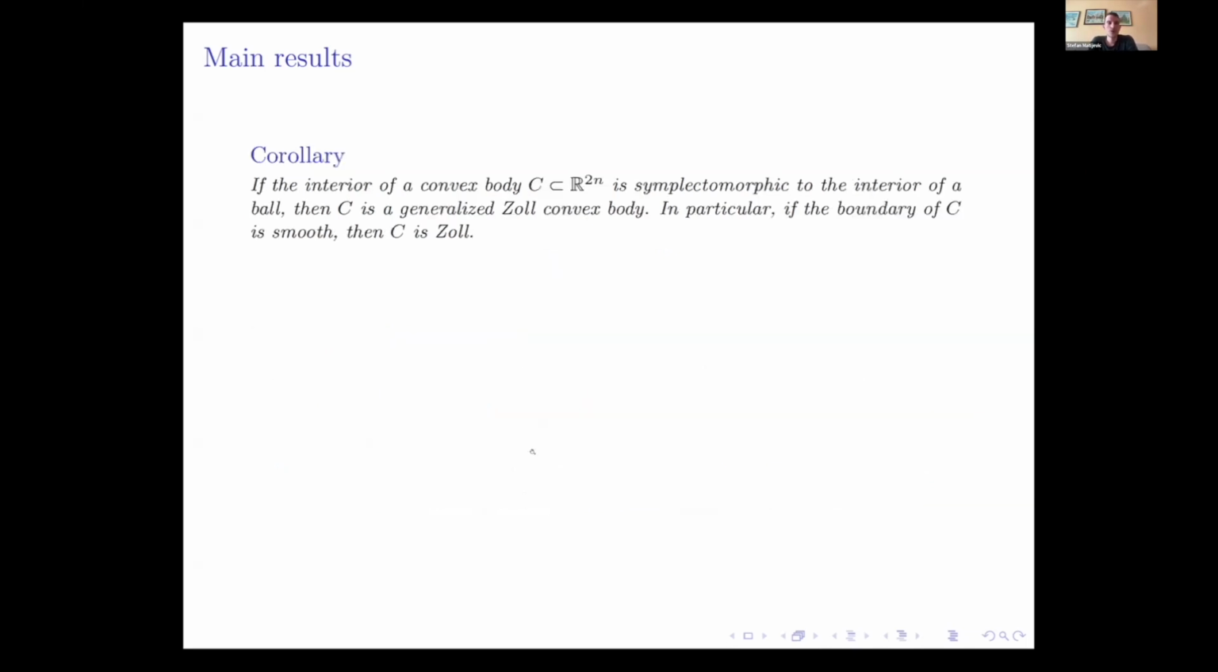Okay, and then the natural thing would be the next corollary. If the interior of a convex body is symplectomorphic to the interior of a ball, then C is a generalized Zoll convex body.